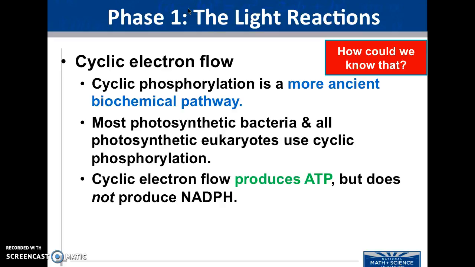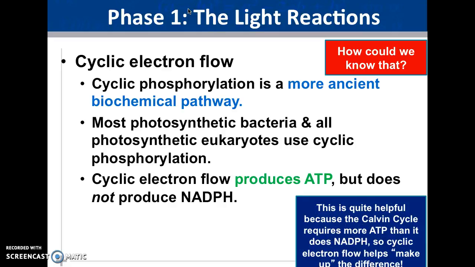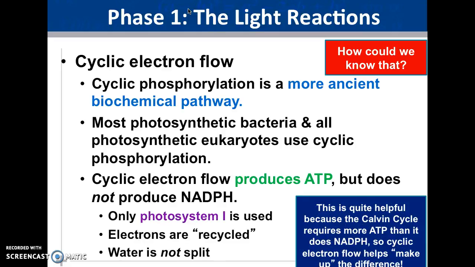Because cyclic electron flows produce ATP, they don't produce NADPH. And so I misspoke above. We know that the photosynthesis that we are looking at is not cyclic because those electrons that leave with NADPH do not re-enter the cycle, whereas in a cyclic electron flow, the electrons stay within the cycle all the time. Only photosystem 1 is used, electrons are recycled, and water is not split.